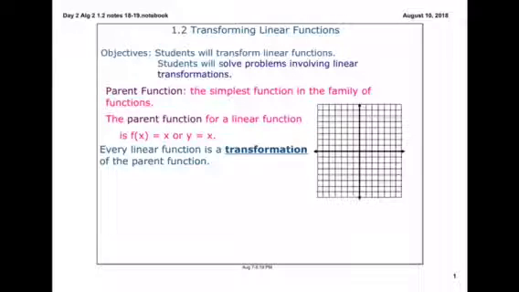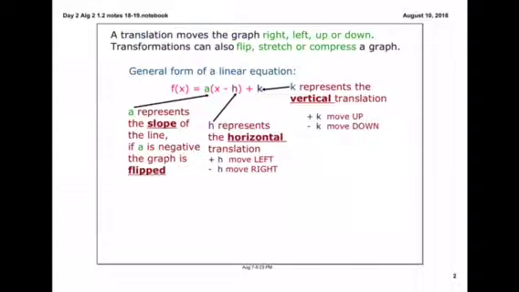The parent function for a line is f of x equals x, which is also the same as saying y equals x. Every linear function is a transformation of the parent function. Remember, when we graph the line y equals x, we start at 0, 0. We go up 1 over 1, down 1 over 1. So the line y equals f of x is as shown on the slide.